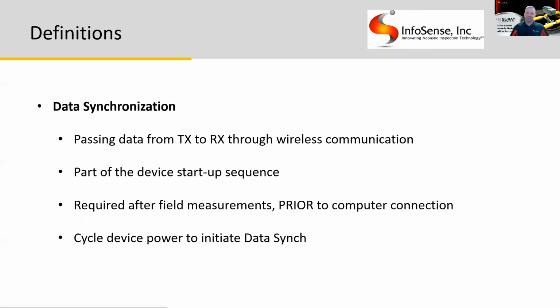Data synchronization. Data sync is a step required after any number of tests are completed in order for the transmitter to pass any data it has collected over to the receiver, which will store that data and then upload it to the web portal through your computer's USB cable. This step is also part of the startup sequence when you turn on each device. Or you can initiate a data sync from within the RX menu on the display. Data sync must be completed prior to the RX being plugged into a computer, otherwise an error will occur. The easiest way to do a data sync is to turn both units off and back on again.